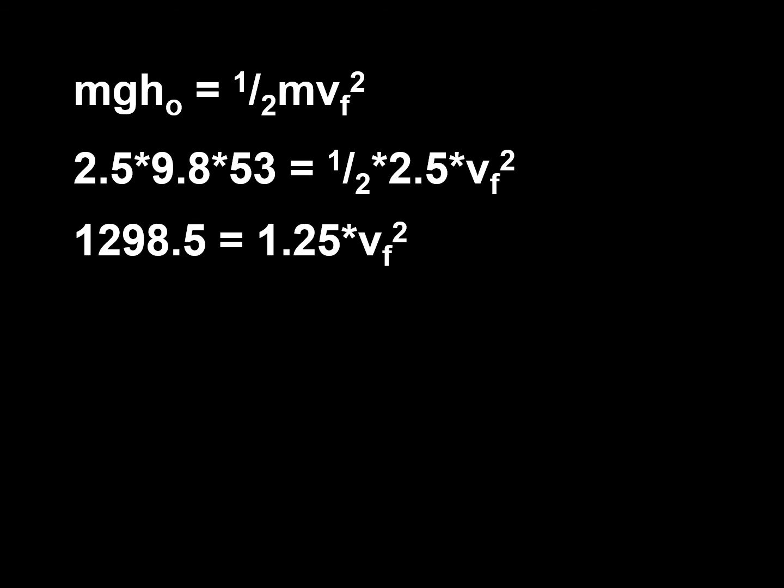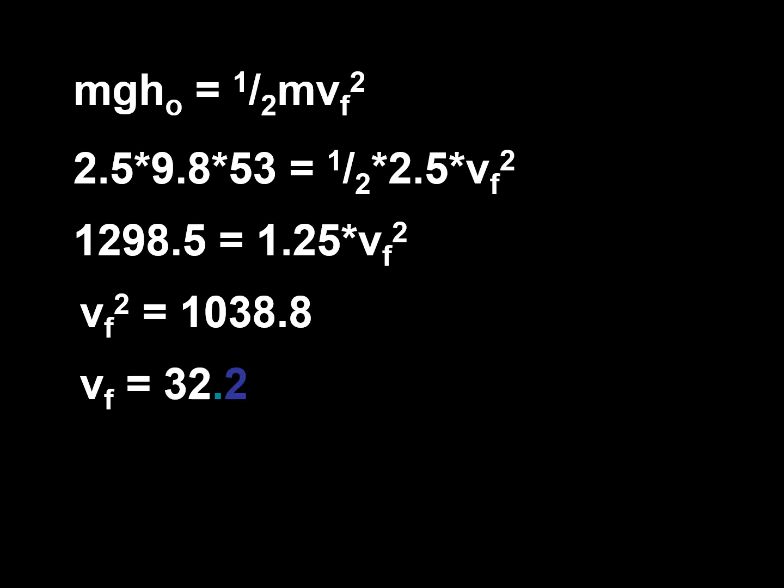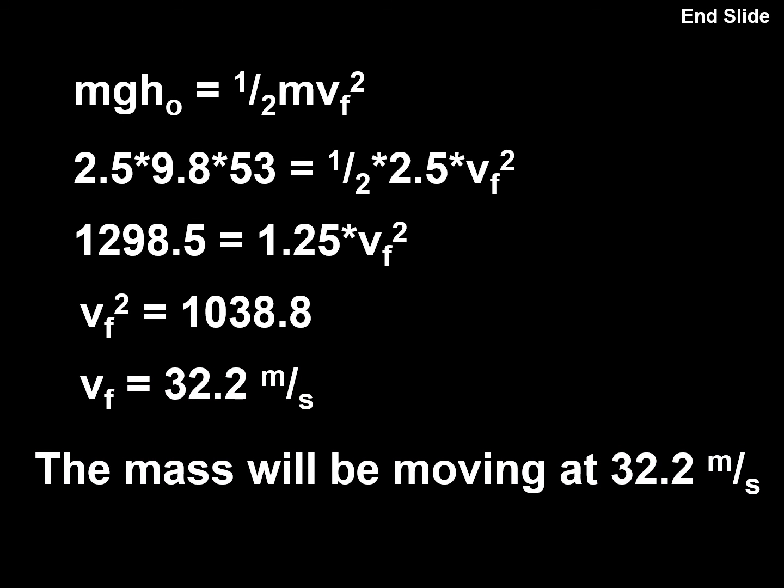1.25. And then we divide both sides by that 1.25 to isolate our variable. That leaves us with the final velocity squared equals 1,038.8. We square root both sides, and you get this final speed is going to be 32.2 meters per second. So that means that our mass is going to be moving at 32.2 meters per second at the end.